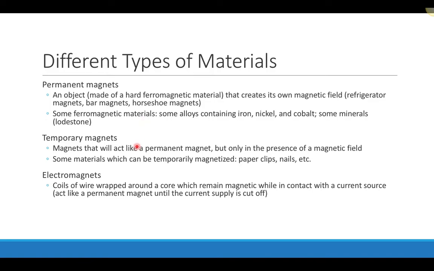There's also temporary magnets, and temporary magnets actually behave like a permanent magnet, but only in the presence of a magnetic field, or only temporarily. So, for example, you could take a paper clip and you could sort of stretch it out, and if you rubbed it across a magnet in the right way, that paper clip can actually become magnetized, and you could take that magnetized paper clip and actually pick up other paper clips. That's a little demonstration that we could do.